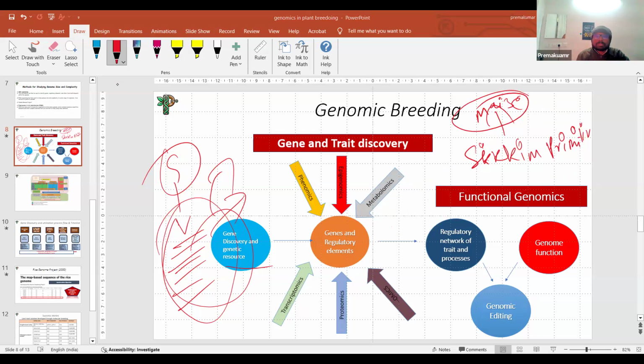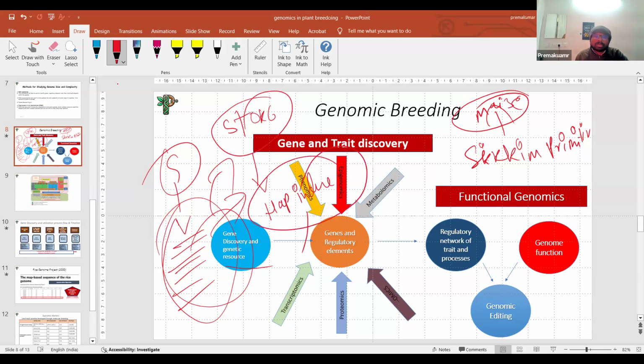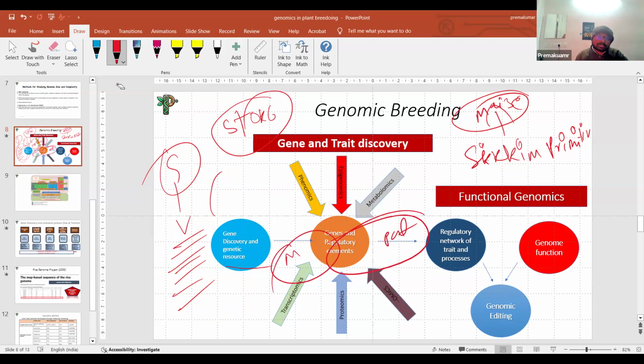There are several other things. There is another variety called Stock 6. It was also asked in the exam. It is a main source of haploid inducer. We'll discuss what a haploid inducer is, maternal haploid inducer, paternal haploid inducer, okay? And there are several things there.